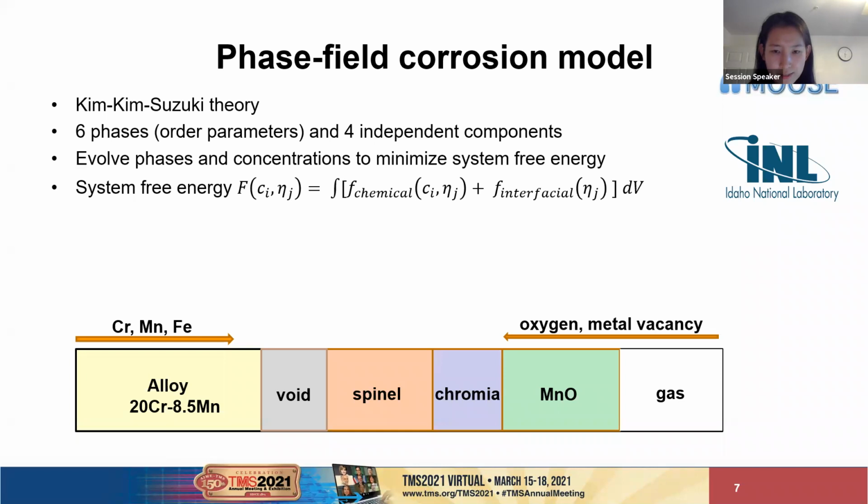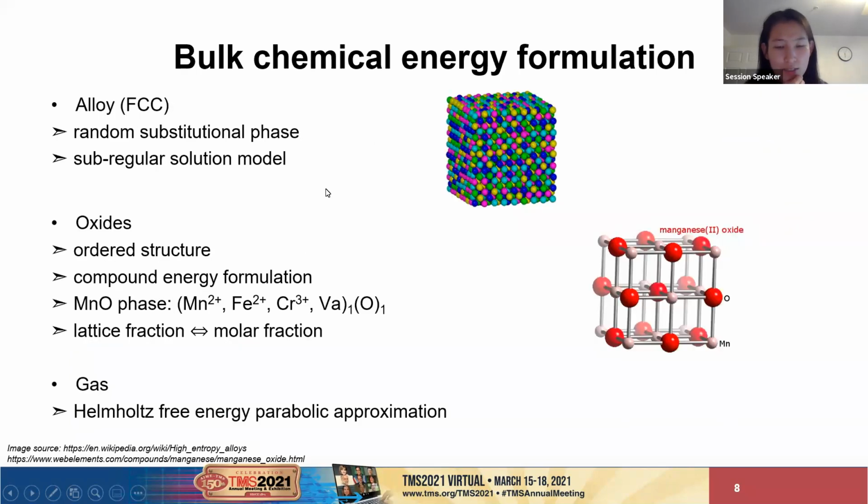So the free energy includes 2 basic parts: the chemical energy and the interfacial energy. Usually the interfacial energy is pretty standardized. It has the sum of the gradient energy and the potential energy. So the gradient energy will diffuse the order parameter and make the interfaces smooth. And the potential energy is to penalize the interface if it's too wide. So now we are left with the definition of the chemical bulk energy, and that needs to be handled much more carefully in our system.